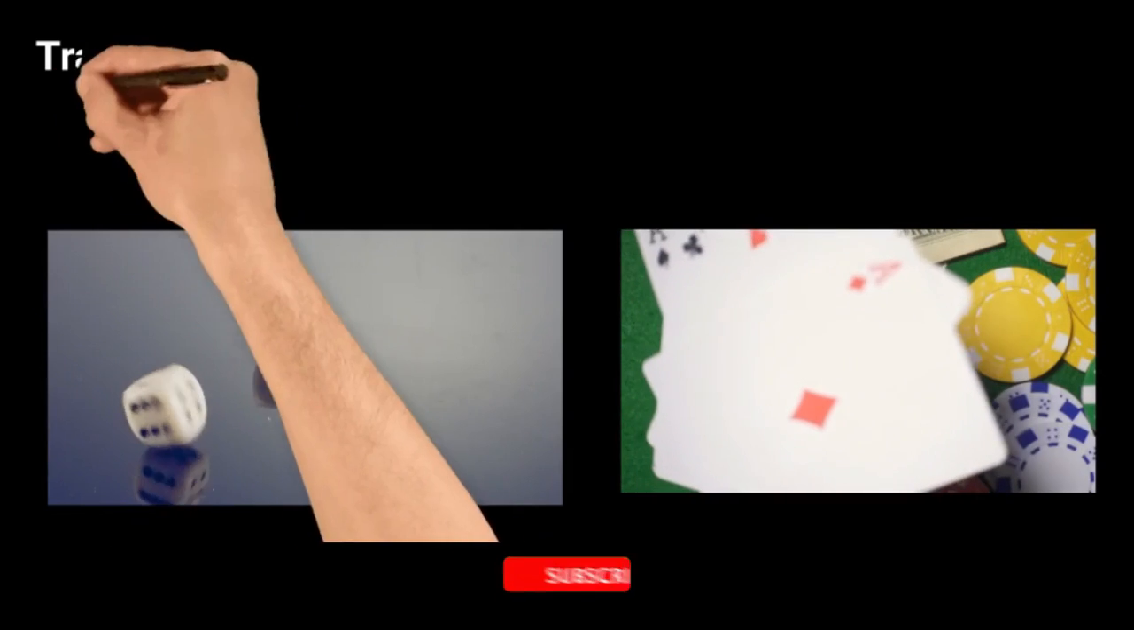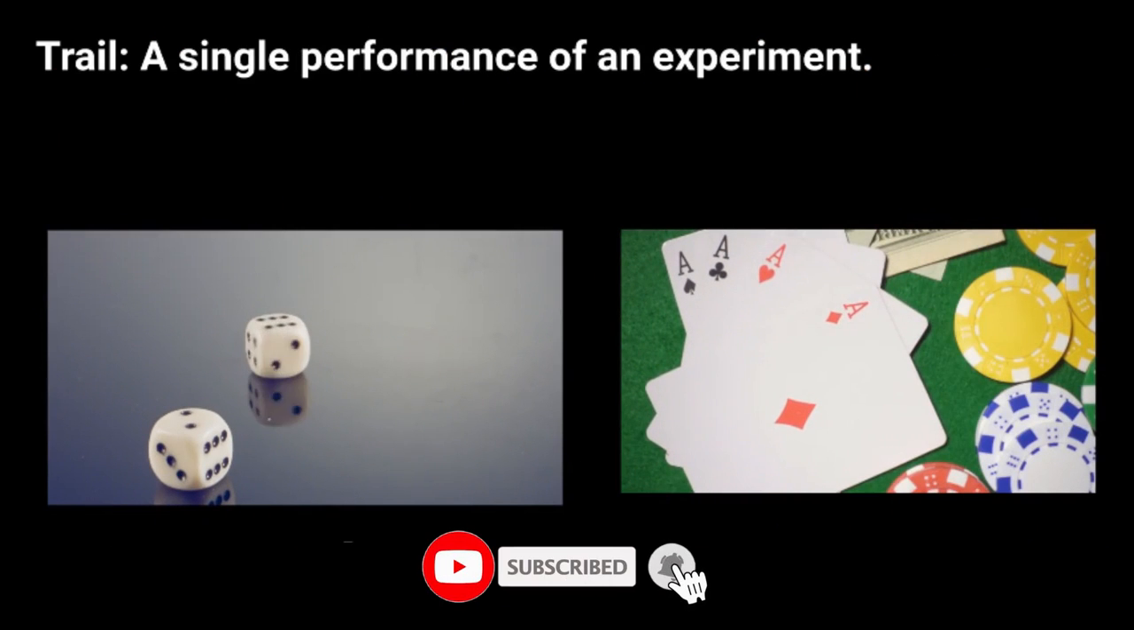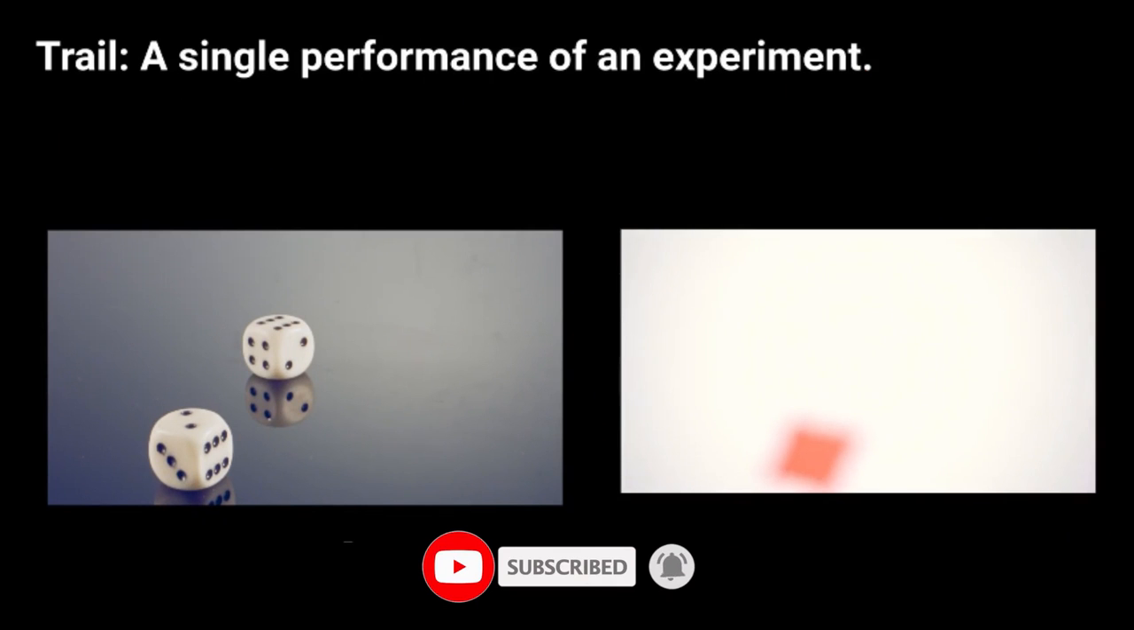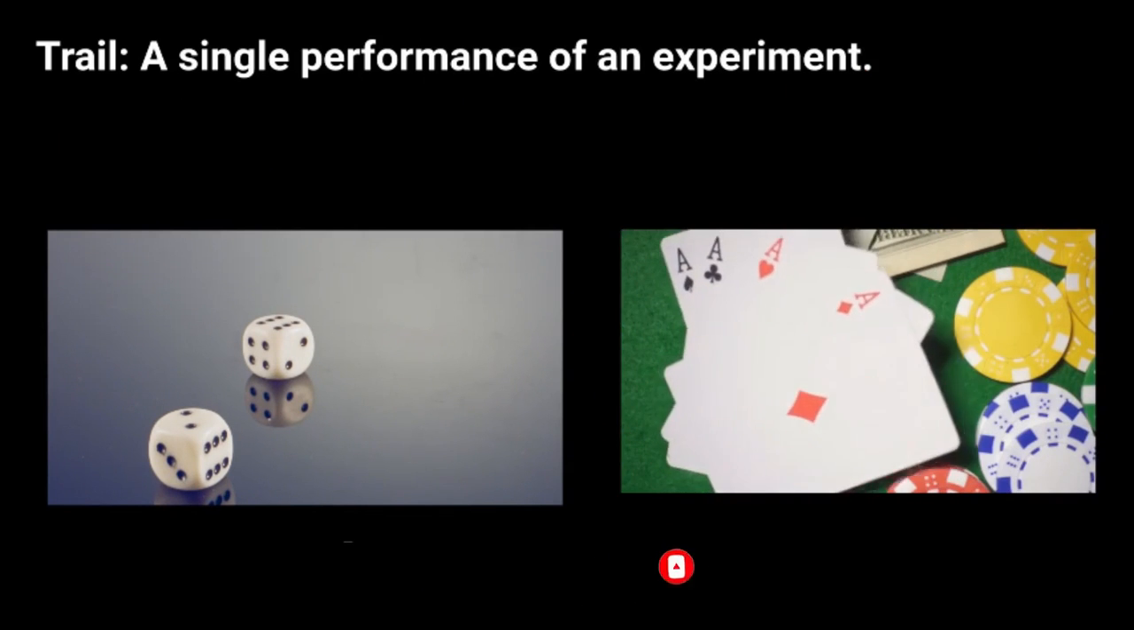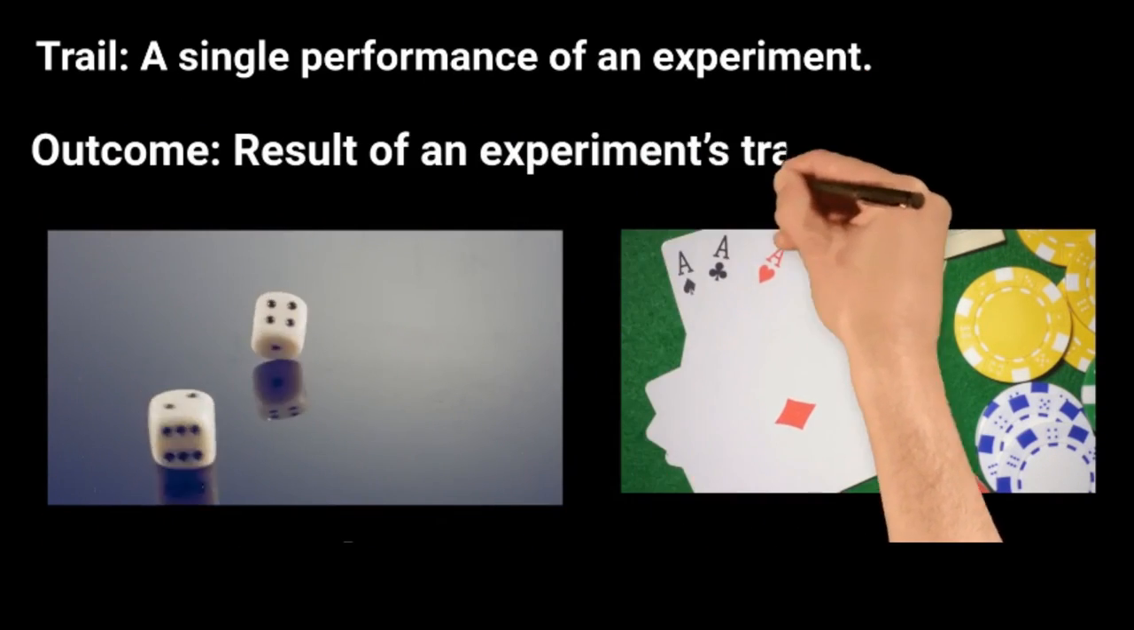In this video, I will explain the basics of probability by considering some set theory and fundamental axioms. I start the video with some definitions. Trial. A single performance of an experiment is called a trial. For every trial, there is an outcome.